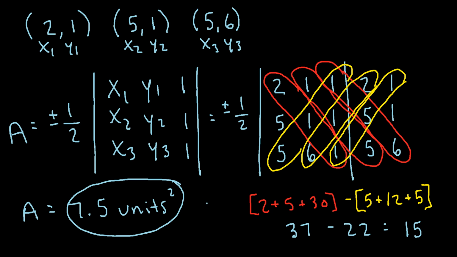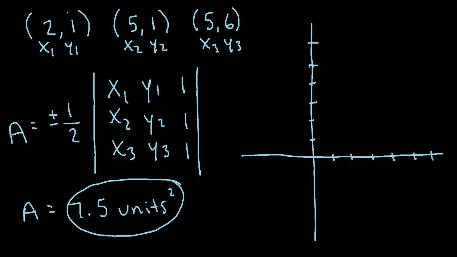Now, just to confirm that this is correct, we can create a quick graph. Here, I'll make a little room right here. So we can actually use these coordinates to make a graph of this triangle. So the first coordinate is 2, 1, so that would be right here. The next coordinate is 5, 1, so 2, 3, 4, 5, 1. And the last coordinate is 5, 6. So 5, 1, 2, 3, 4, 5, 6. So here is our triangle.